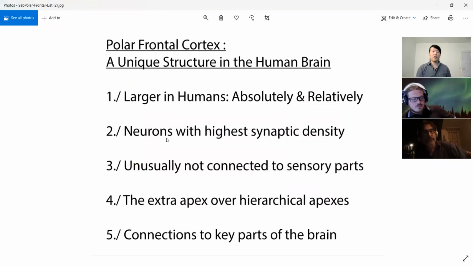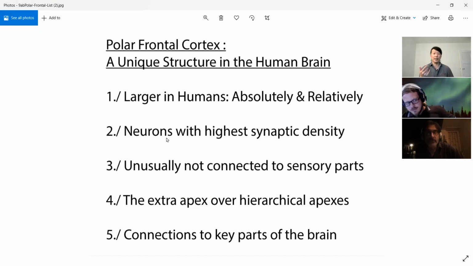What's also special about it, it contains neurons, the pyramidal neurons in the polar frontal cortex have the highest synaptic density. What that means is basically the dendrites on these pyramidal neurons in the polar frontal cortex have lots and lots of synapses and lots of what's called synaptic boutons. So according to what we talked about earlier, this compositional learning, they're compositing something, they're integrating something in a very dense way. But what are they integrating? What's it looking at?